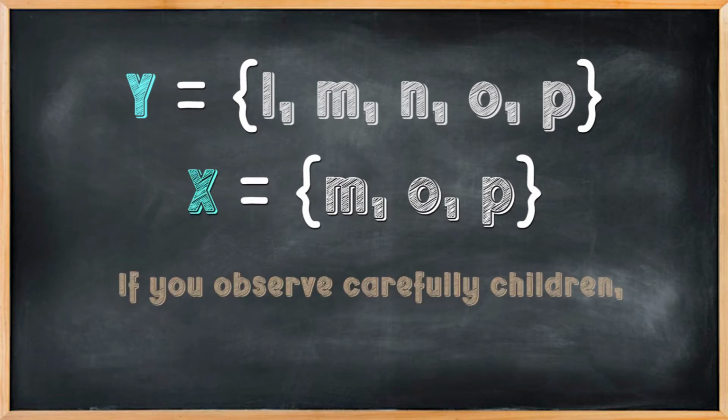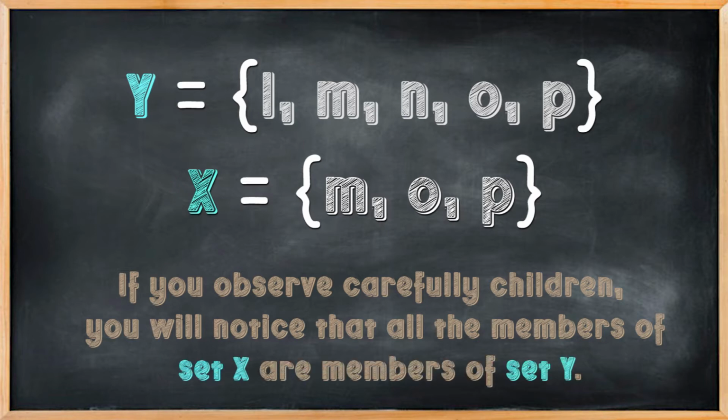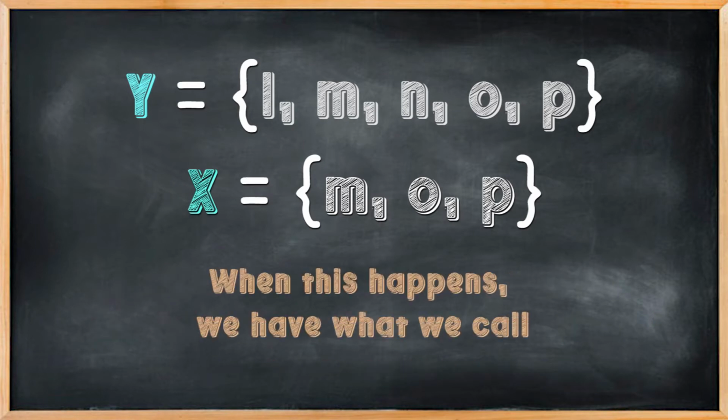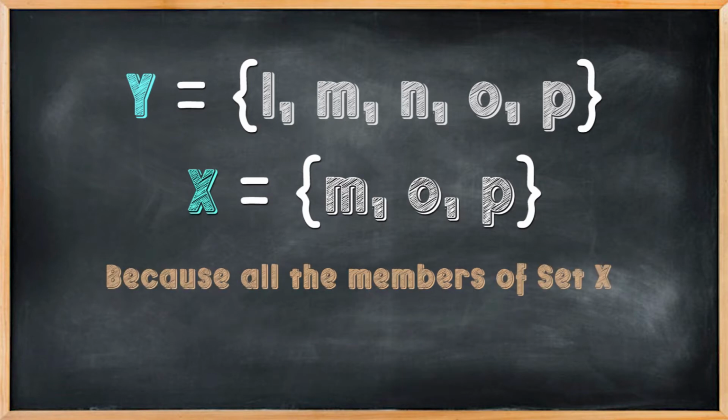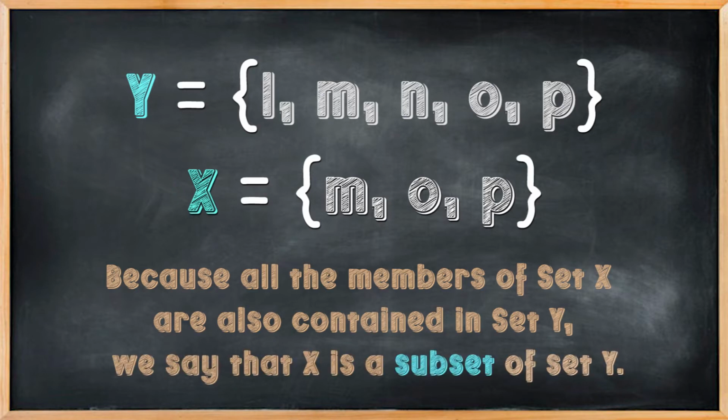If you observe carefully, children, you will notice that all the members of set X are members of set Y. When this happens, we have what we call subsets. Because all the members of set X are also contained in set Y, we say that X is a subset of set Y.